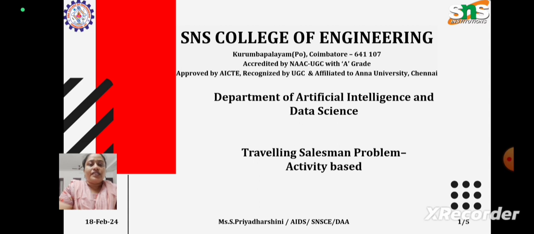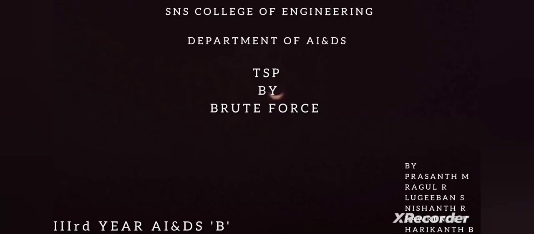It was first described by Irish mathematician W.R. Hamilton and British mathematician Thomas Kirkman in the 1800s, through the creation of a game that was solvable by finding a Hamilton cycle, which is a non-overlapping path between all nodes. Let's see the activity done based on this.